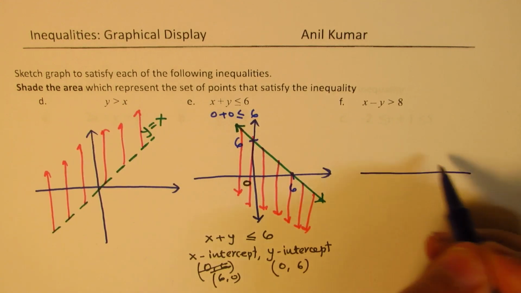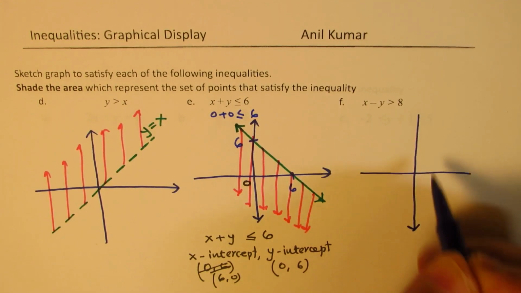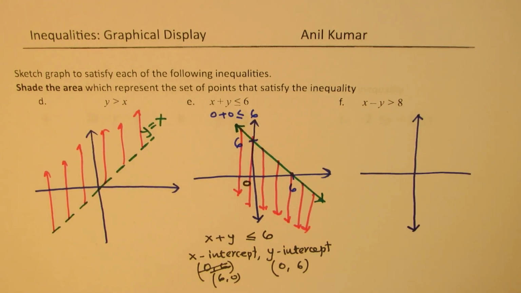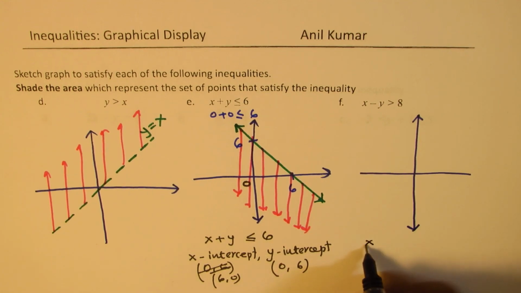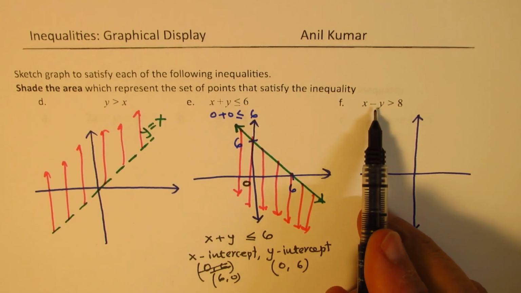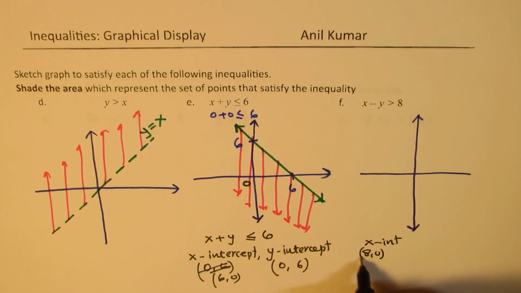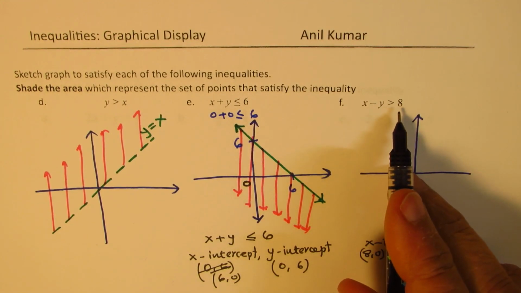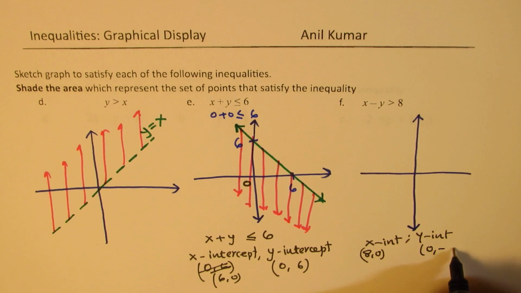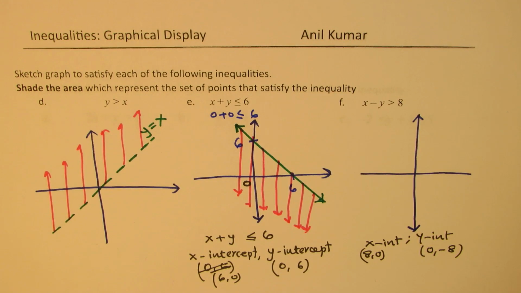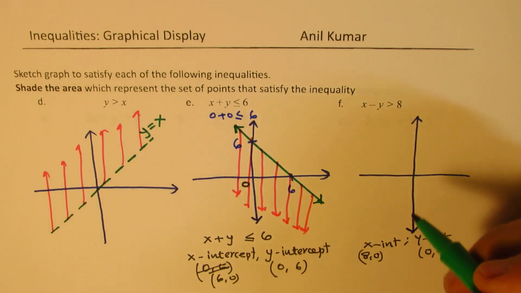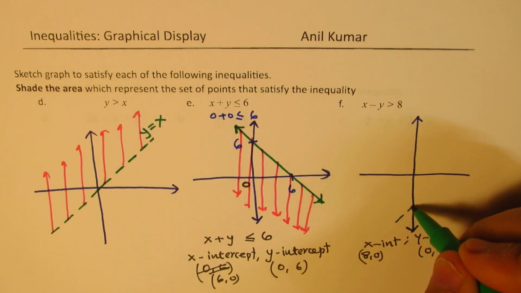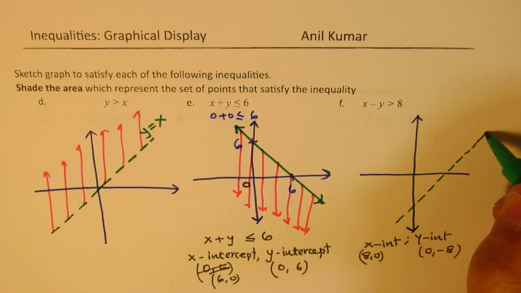So again, we'll first sketch a line, and this time the line should be a dotted line, not solid. The x and y intercepts are what? X-intercept when y is 0 is at 8. And the y-intercept when x is 0 is at minus 8, right? And therefore, the line, which is going to be a dotted line, will be going through y-intercept of minus 8 and x-intercept of plus 8. That becomes our line.